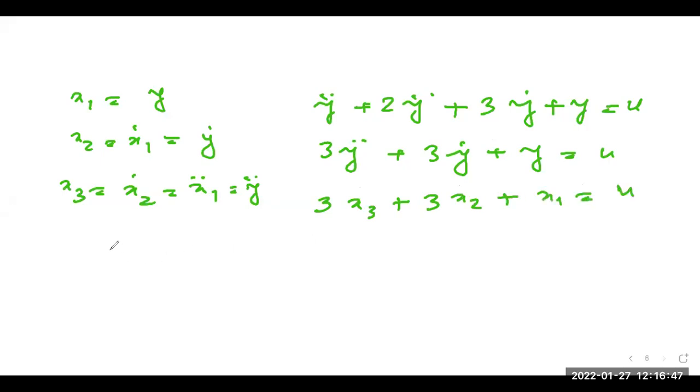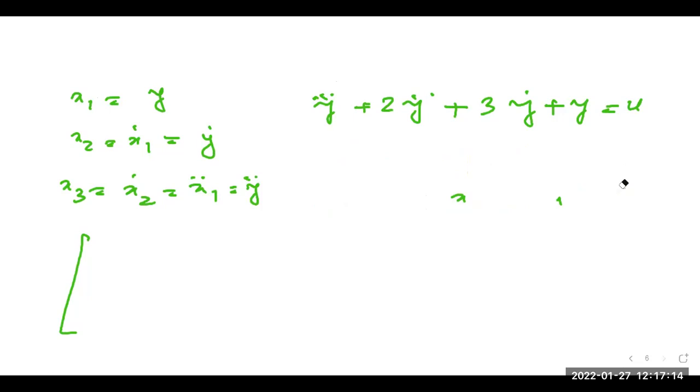So in state variable form, I think this is triple dot. By mistake it is written. Please correct it. This is y triple dot. Okay, this is y triple dot. Just correct it, otherwise this will be incorrect.